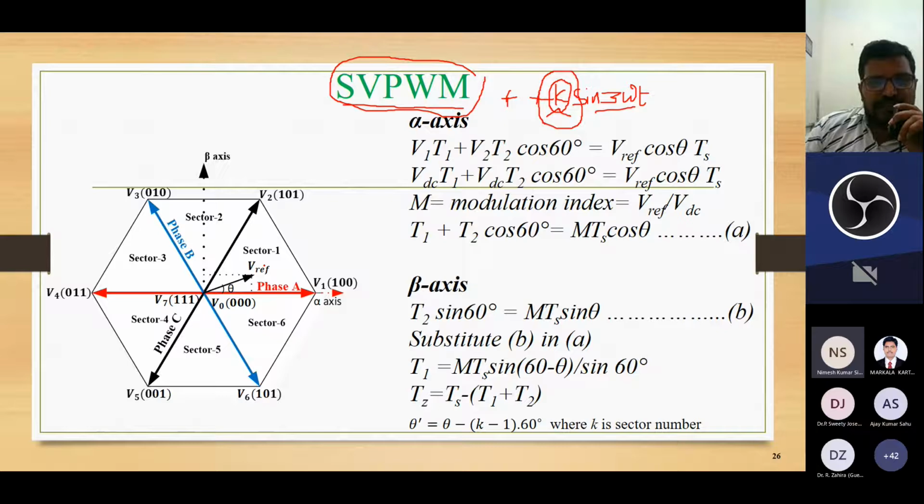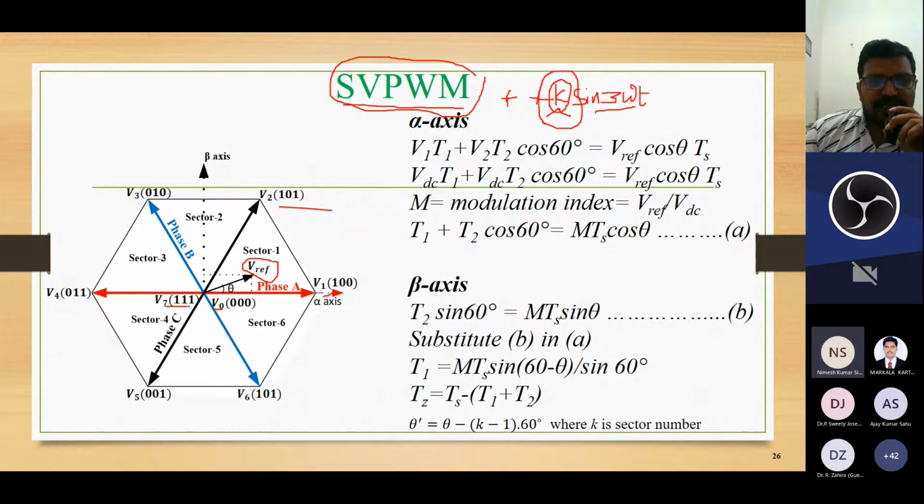As you know, there will be 8 vectors, in which 2 vectors are zero vectors, and the remaining vectors are active vectors, forming a hexagonal plane. For example, if the reference signal is in sector 1, then the switches 0, 1, 2 and 7 will be on.